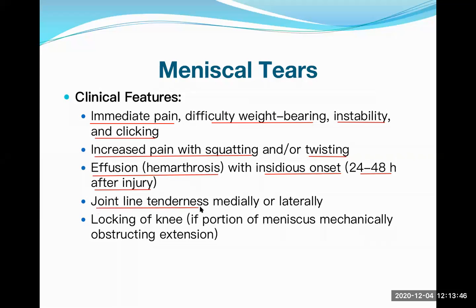There is joint line tenderness, medially or laterally. Very important clinical feature. You just press there on the medial or lateral aspect of the knee joint and look at the face of the patient. If they wince with pain, the tenderness test is positive. And another important feature is locking of the knee. A portion of the meniscus mechanically obstructing the extension is called locking of the knee. Or you can simply say locking of the knee is present in case of meniscal tear.